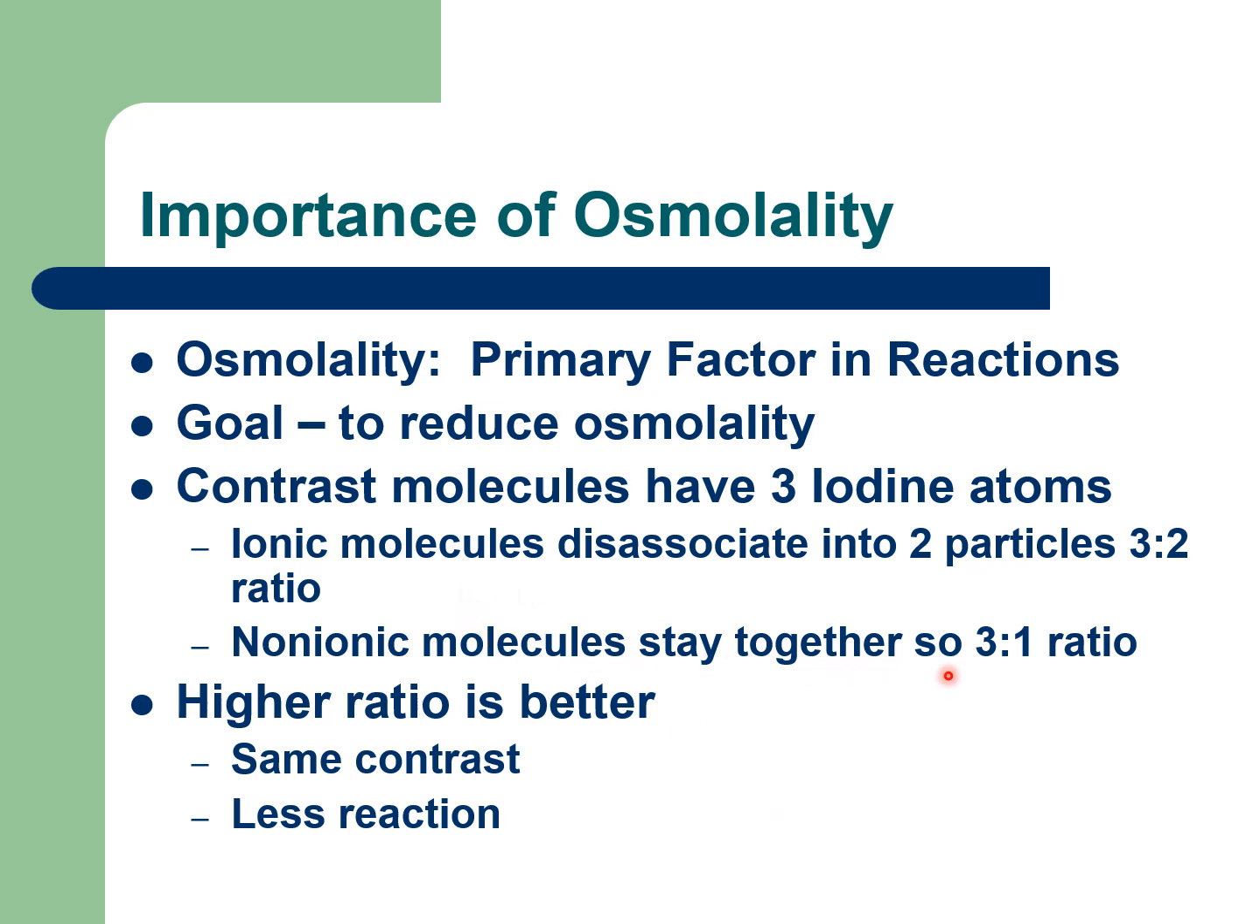So for each particle, there's 3 atoms of iodine on there, and there's only 1 particle. So a 3-1 ratio is better than a 3-2 because it's less particles. The 2 is telling how many particles in solution. The higher ratio is better, a 3-1. You have the same amount of contrast because we still have the same 3 iodine atoms on this molecule, and we have less reactions because it's low osmolar.